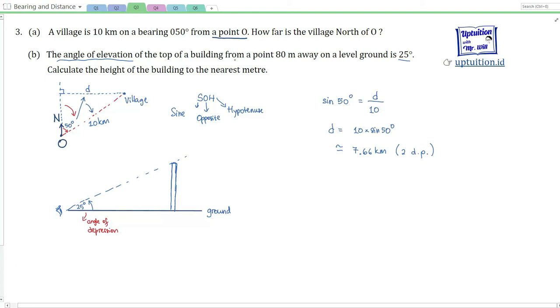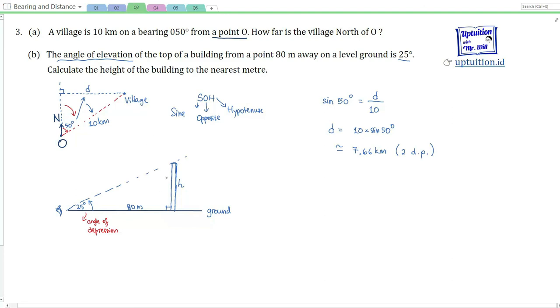And then 80 meters away on a level ground. So this is 80 meters, the distance from the starting point to the building. And the angle of elevation is 25 degrees. They're asking what is the height of the building. So let's say this is the height of the building. Since the building is assumed to be perpendicular to the ground, it's at the level ground, just perpendicular.